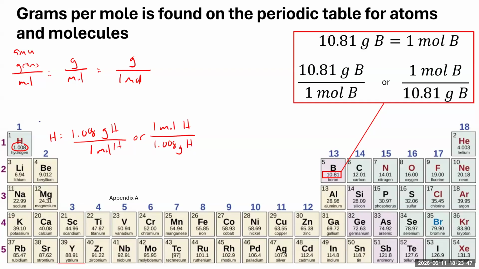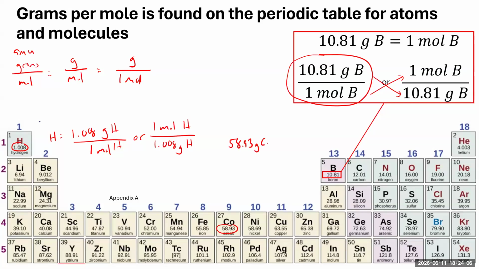This boron example, right? 10.81 grams of boron equal 1 mole of boron. This is grams of boron per 1 mole of boron. We could crisscross these and make a different fraction. Let's just do one last one. Let's just look at cobalt, right?